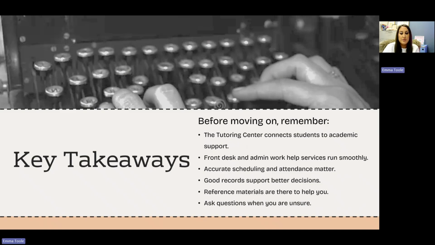This module introduced the purpose of tutoring center operations. The most important things to remember are that this work supports students. It helps tutors stay organized, and it gives staff accurate information about how services are being used. You don't need to memorize every process right away. Please use the reference materials, follow our procedures, and ask for help when something is unclear.